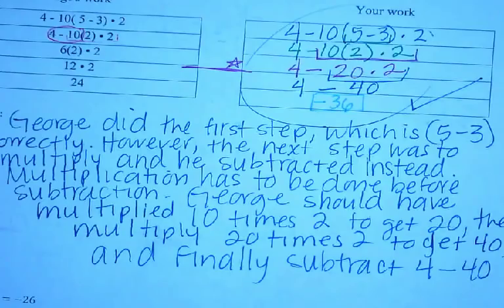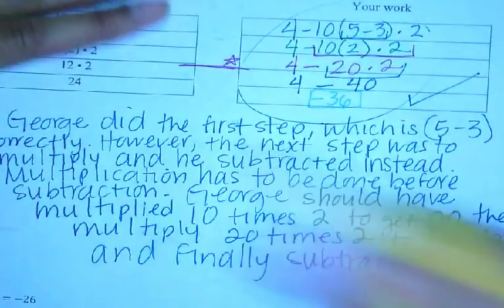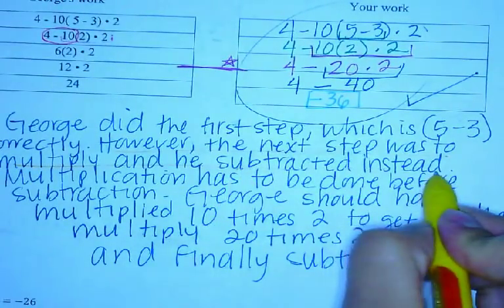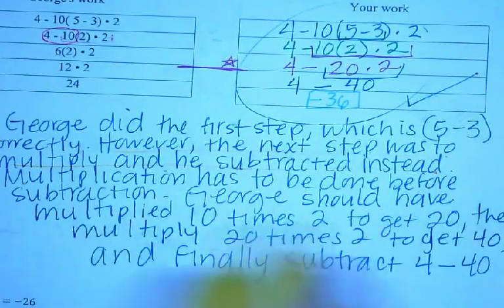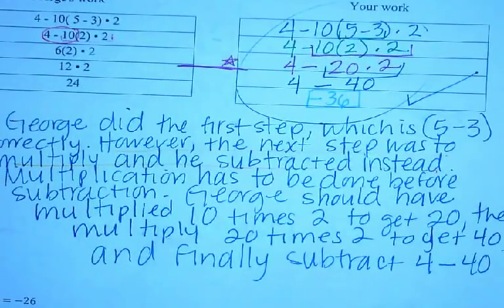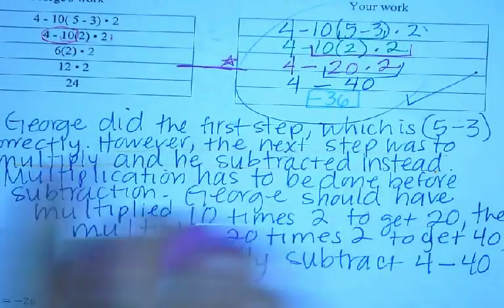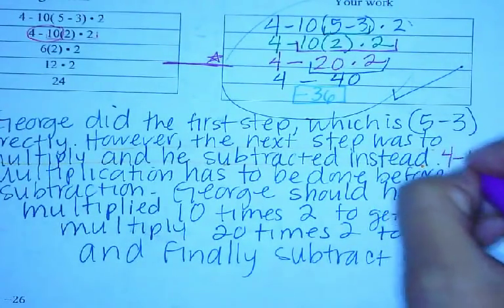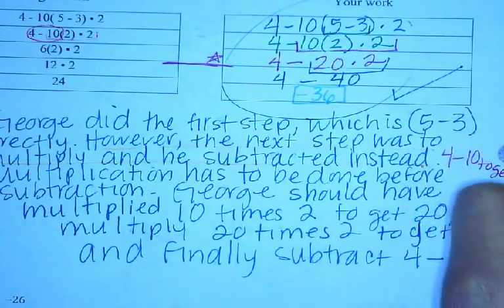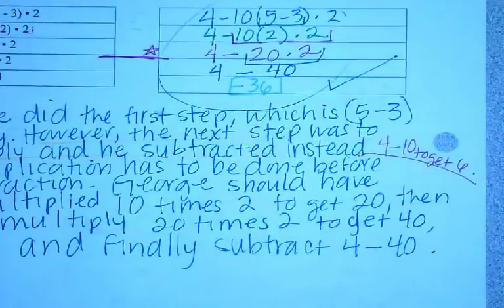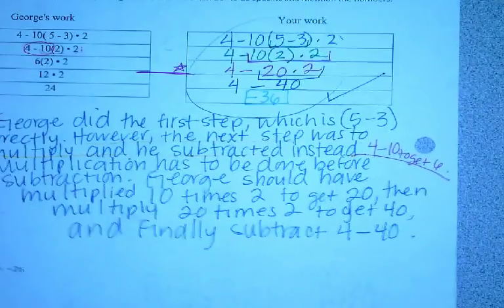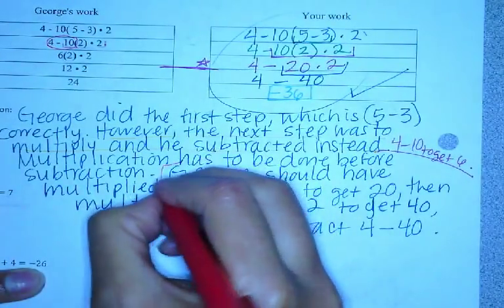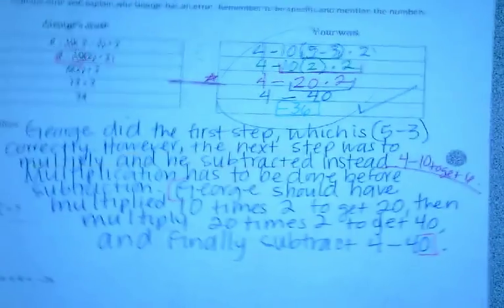I explained why George, or how he made the mistake. Okay, he was supposed to multiply, but he subtracted instead. So here actually I forgot to mention, the next step was to multiply, and he subtracted instead 4 minus 10 to get 6. Okay, so I kind of forgot to mention that. Okay, to be specific. And then over here I mentioned what the correct work should have been in detail.